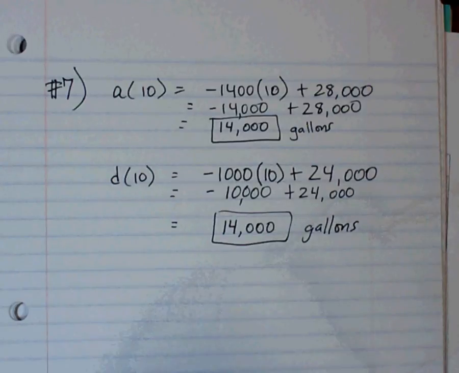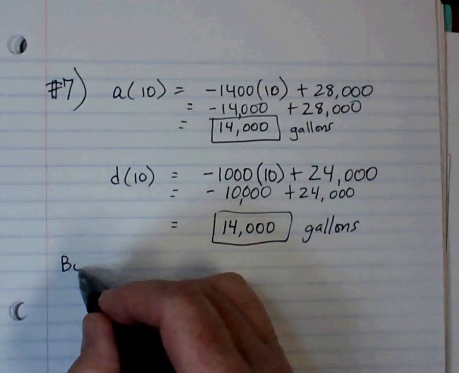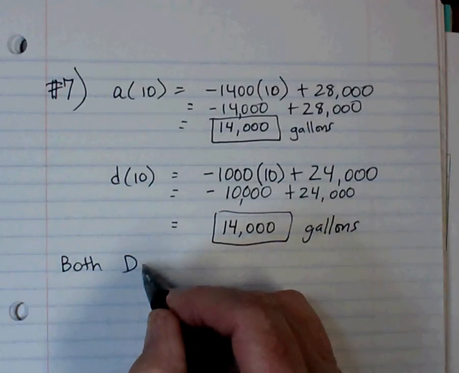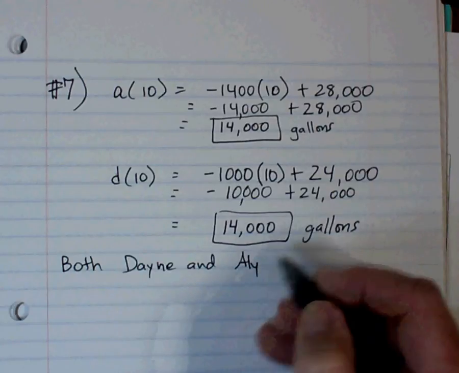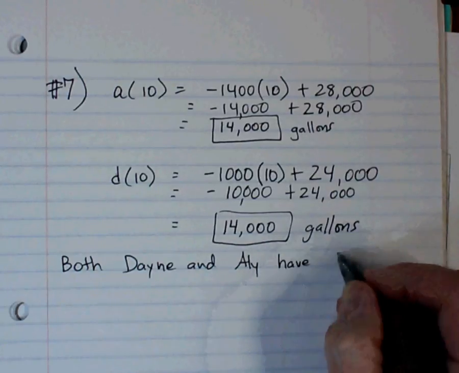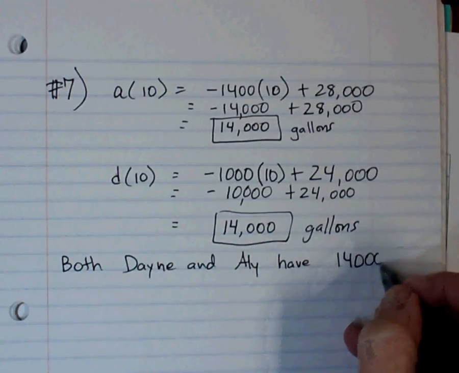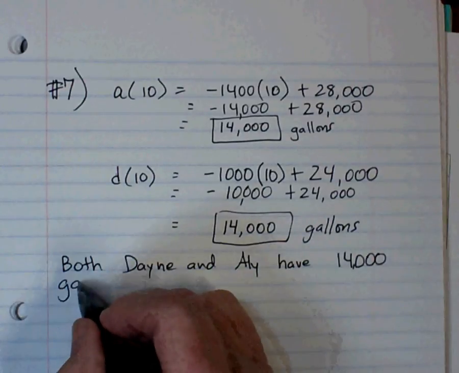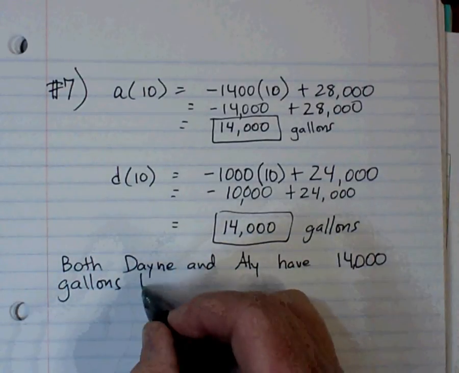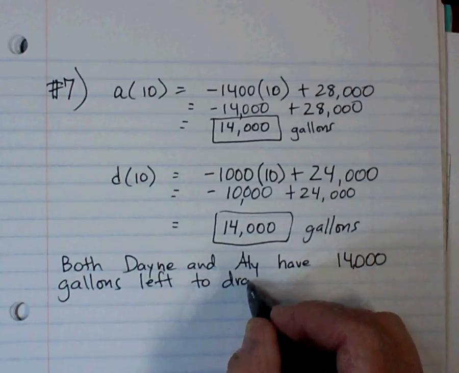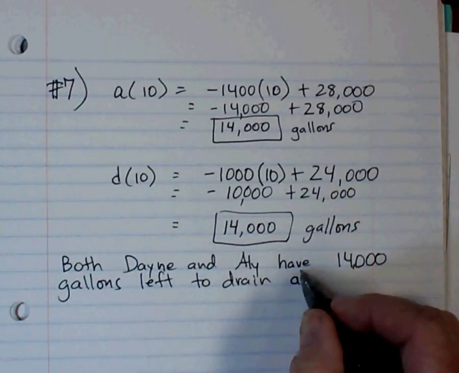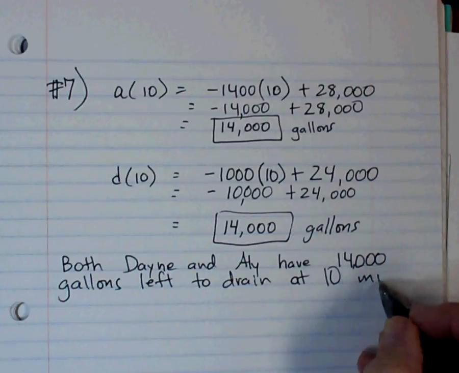So what does that mean? That means both Dane and Allie have 14,000 gallons left to drain at 10 minutes.